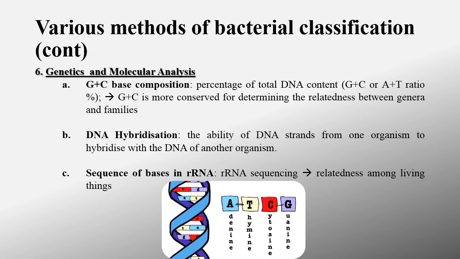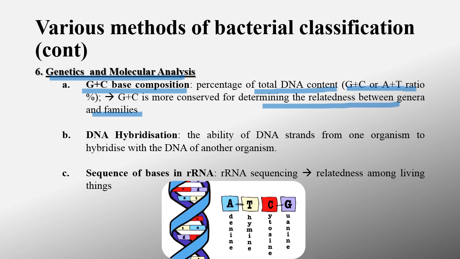The next method is based on genetic and molecular analysis. This is solely based on biotechnology. The first way can be done based on the G and C composition. You extract all the DNA from the bacteria and then do the sequencing, and you measure the total DNA content. For example, you can determine the G and C ratio to A and T. Based on this, you can find the relatedness between two genera or families.